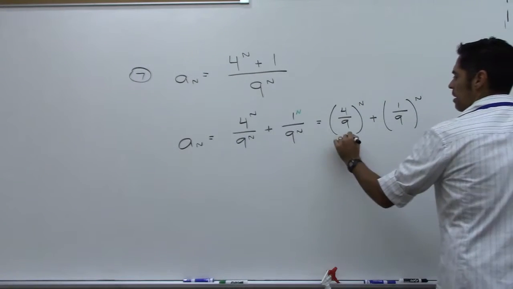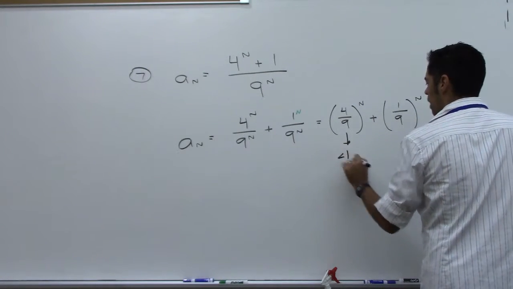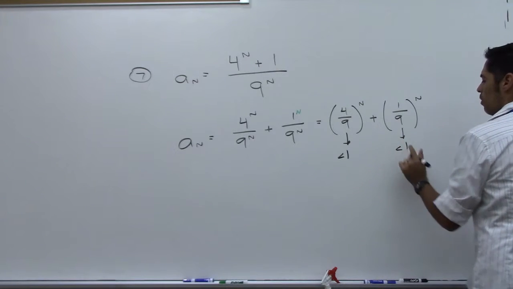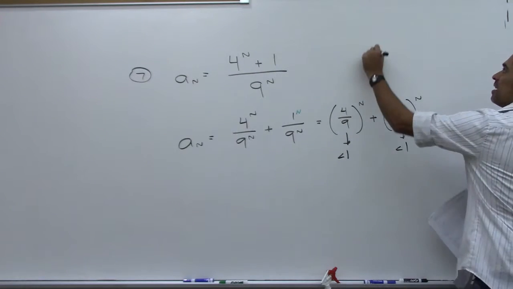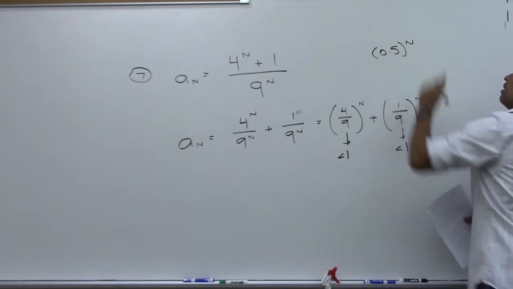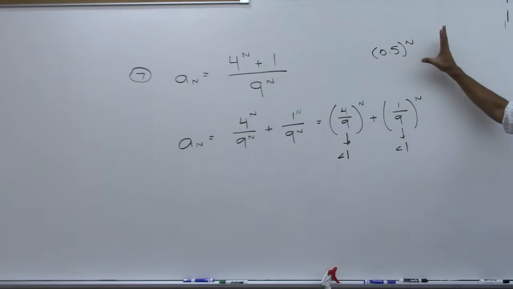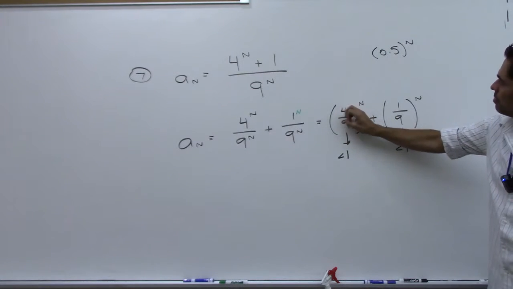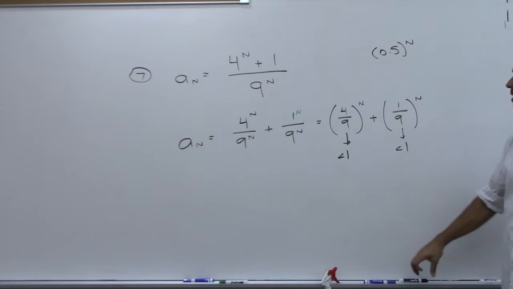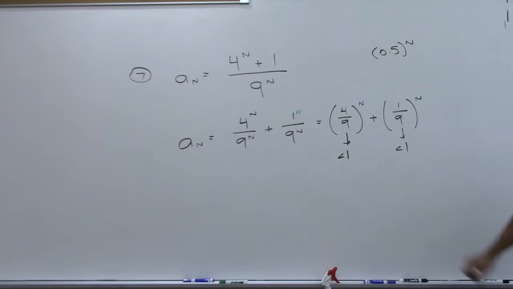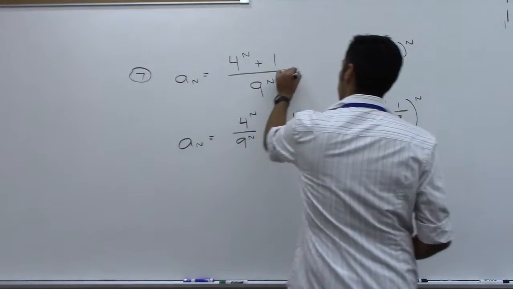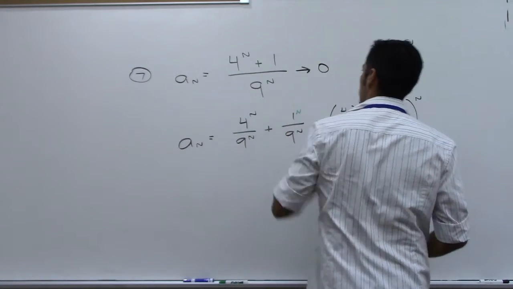And notice that this number is less than 1, and this number here is less than 1. And then using what I just did a second ago, we said that went to 0 as n gets big. Same thing here. This number in here is smaller than 1, so it's going to go to 0 as n gets big. This is going to go to 0 as n gets big. So the answer here is that this converges to 0.